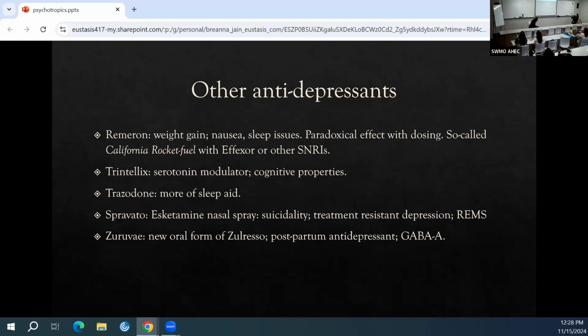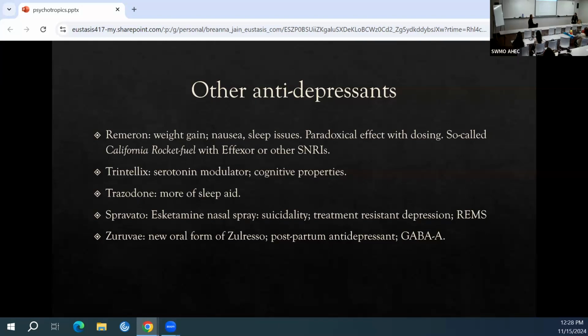When combined with an SNRI, such as Effexor, Pristiq, or even Wellbutrin, that's the colloquial term, California rocket fuel. You'll get a little thing that pops up saying drug-drug interaction. It's actually a desired one in some cases when we're really working to boost a patient out of depression quickly, especially in inpatient setting. Remeron is a NASSA, noradrenergic selective serotonergic antidepressant. It has a synergistic effect with the SNRI.